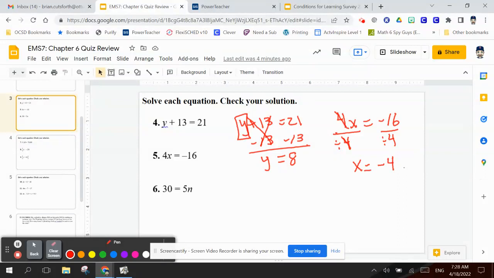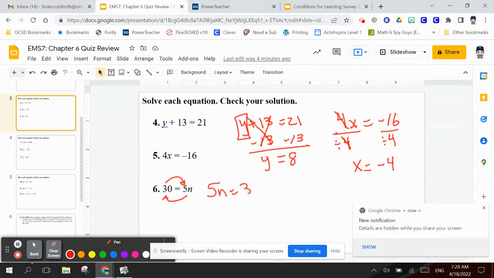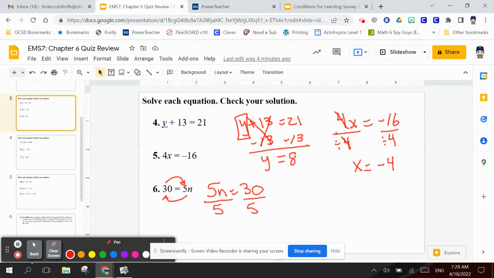Number 6 is 30 equals 5n. Again, I'm going to switch these two around. That's just my preference. So again, 5 times some number equals 30. I'm going to divide each one by 5, which is the coefficient. 5 divided by 5 is 1. I'm left with n equals 30 divided by 5, which is 6.